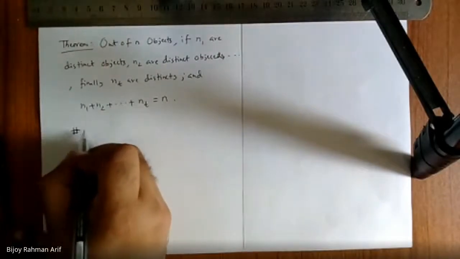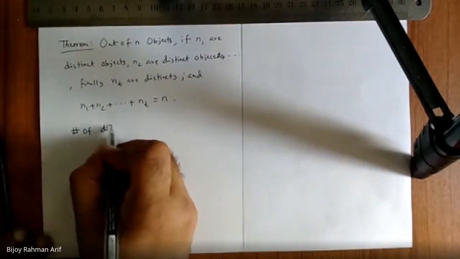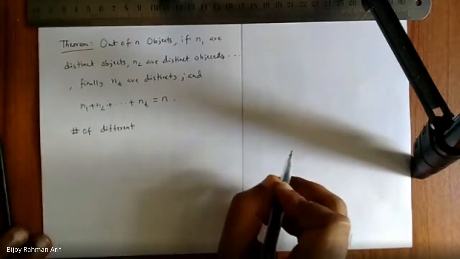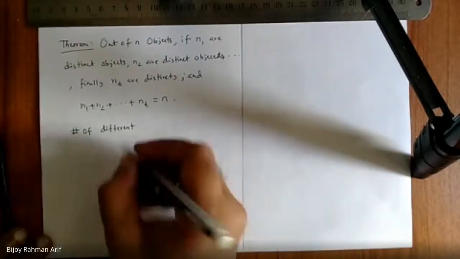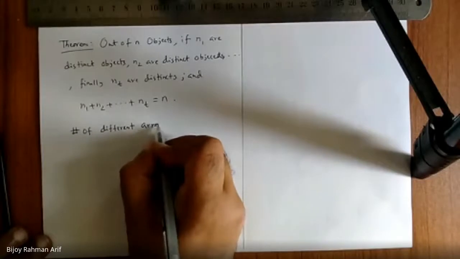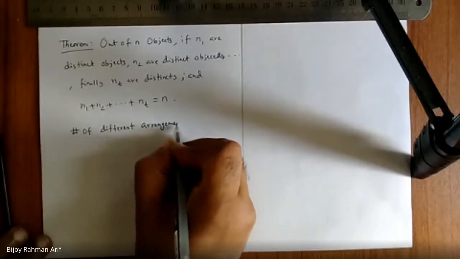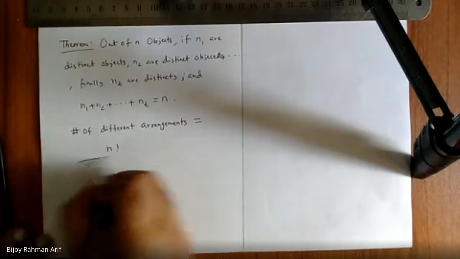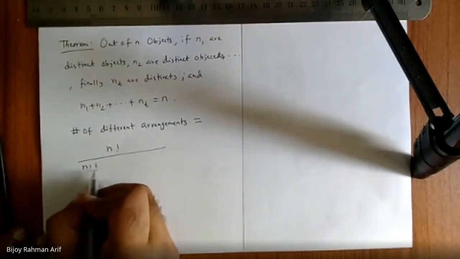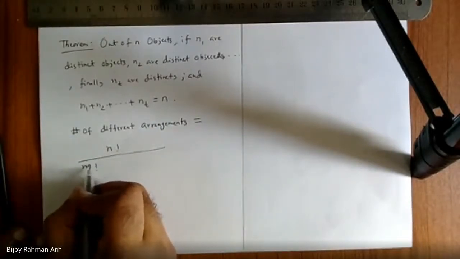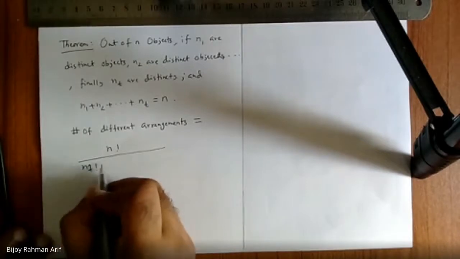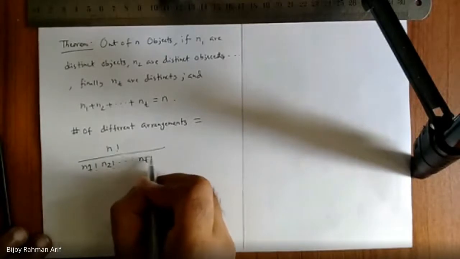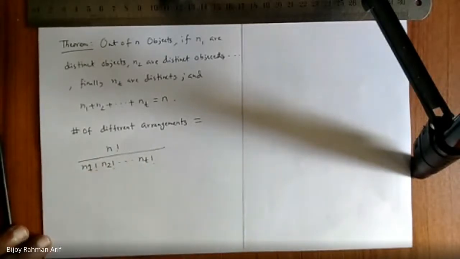the number of different arrangements is equal to n factorial divided by n1 factorial, n2 factorial, up to nt factorial. Did you get it? So this is the answer.